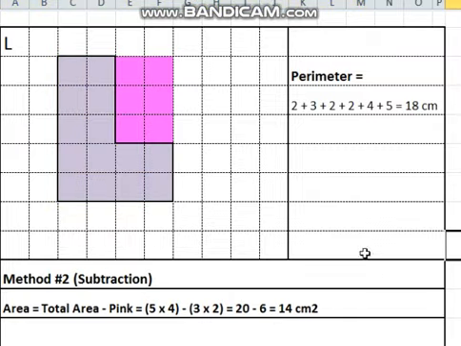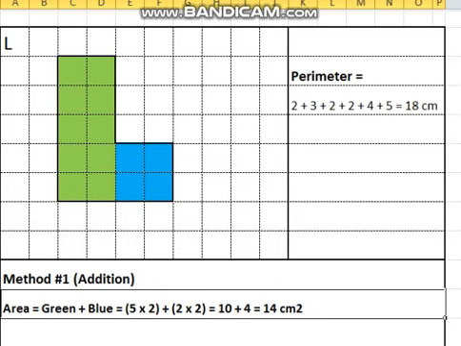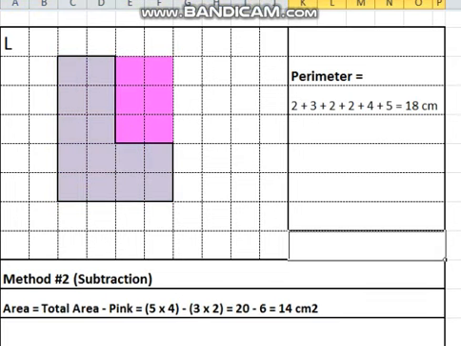I hope this explanation will be helpful to you. Later in the next video, I will show you more examples of how to do this again. So we can do it by method 1, addition, and the second one, subtraction. Hope this video can help you see this logically. Okay, thank you.